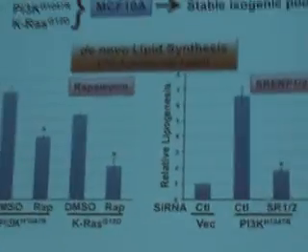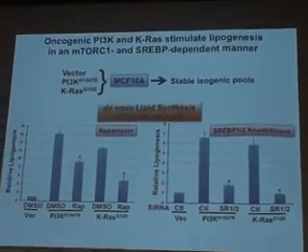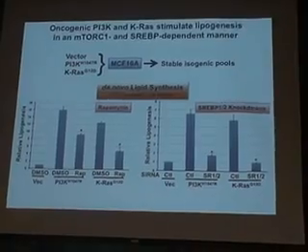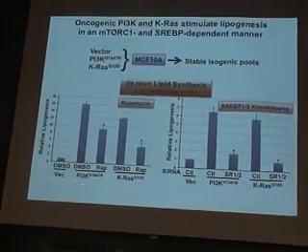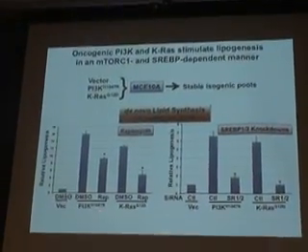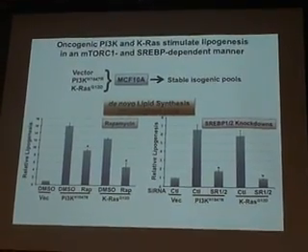However, we had a cell-based system to address this in. Marisa Binden in the lab created MCF10A lines that she transformed with either a vector, activating mutation in PIK3CA, or activating mutation in KRAS, to ask whether these oncogenes can drive lipogenesis in a TOR-dependent manner. I measured de novo lipogenesis in these cells. What you can see is that activating mutations in both PIK3CA and KRAS strongly induce levels of de novo lipogenesis.